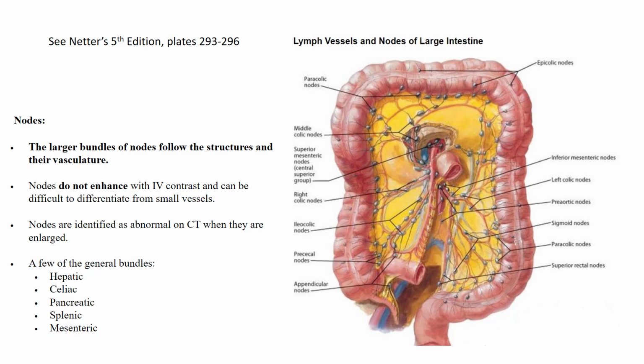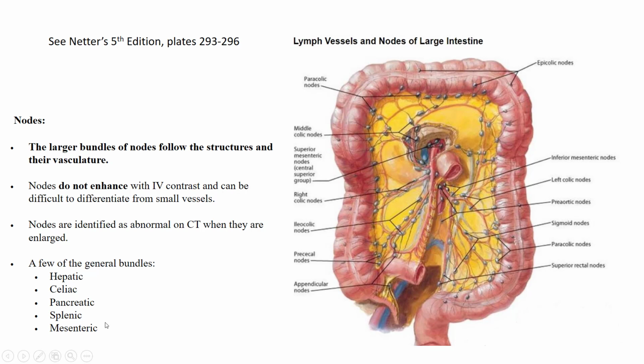I really like this image from Netter's because it shows you how pervasive the nodes are throughout the intestines. There are so many of them in here that help to support the intestinal tract. And the smaller groups of nodes tend to feed into the larger clusters of nodes. You can see that there's a list here of some of the general bundles, but there are more than just these. So I just wanted to list a few of them for you here.